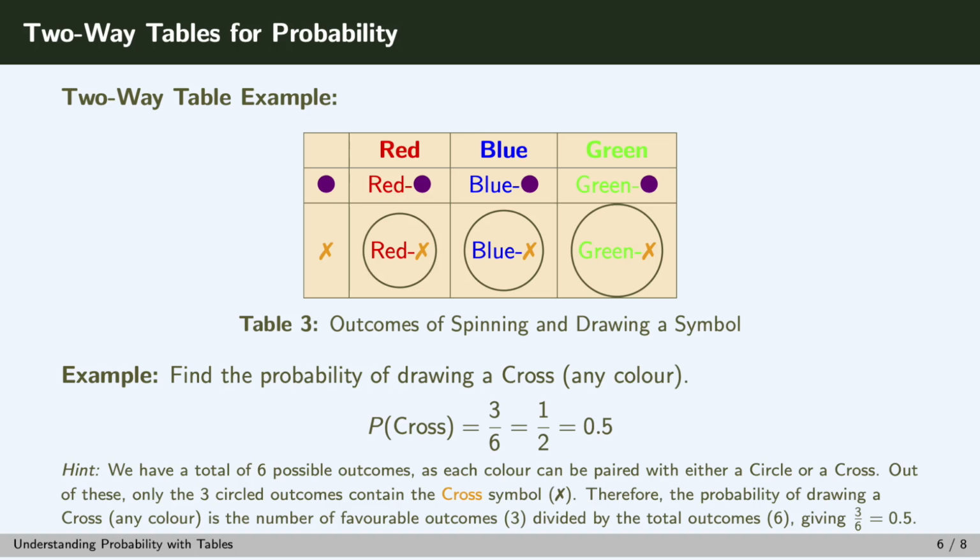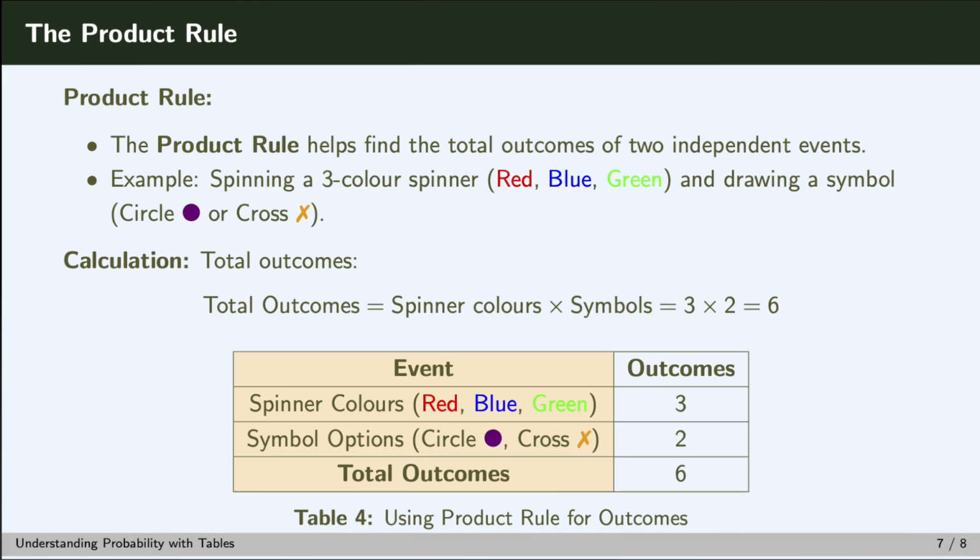Imagine we want to find the probability of drawing a cross regardless of the colour. To do this, we look at the column labelled cross. This column shows all the outcomes involving a cross symbol. Let's say that's 3 outcomes in total. To calculate the probability, we divide these 3 outcomes by the total number of outcomes in the sample space. Since our table has 6 possible outcomes overall, the probability of drawing a cross is 3 out of 6, which simplifies to 0.5 or 50%. Take a second to go over that if you'd like, and when you're ready, let's turn to the final slide.